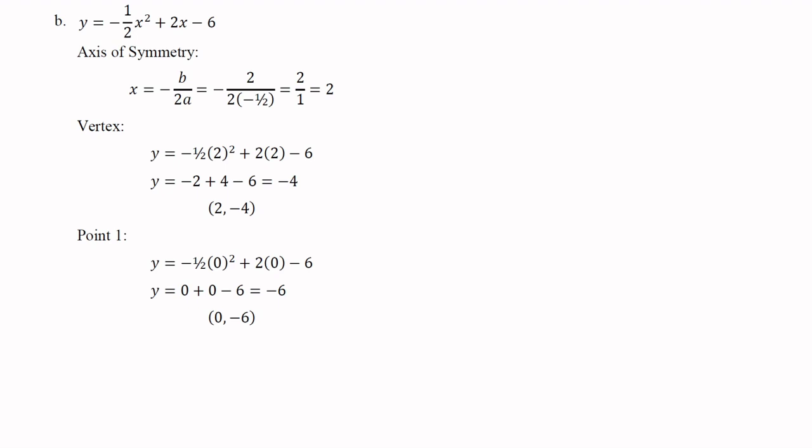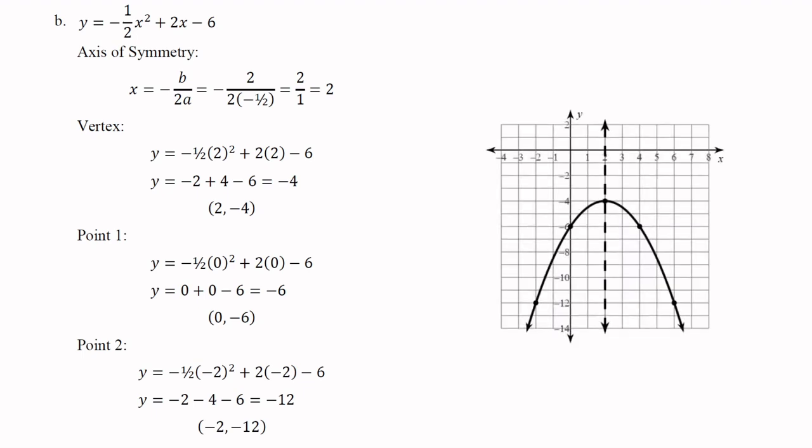So I'll start with 0. That is our y-intercept, and you can pull that straight off the equation because that is our c value. And then for point 2, I use negative 2, and I get negative 2, 12. And there is the graph once you have it completed.